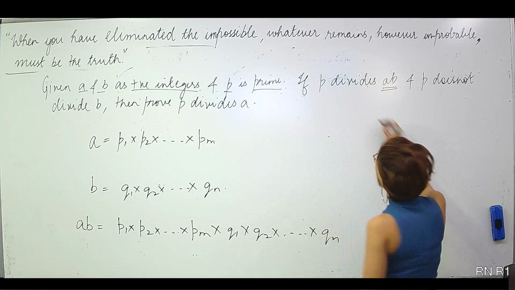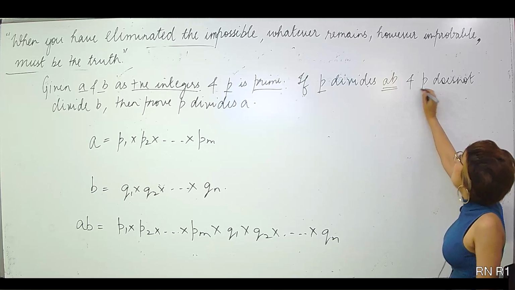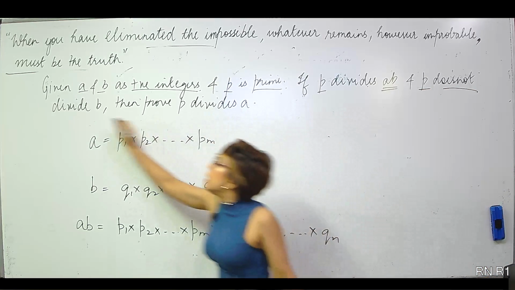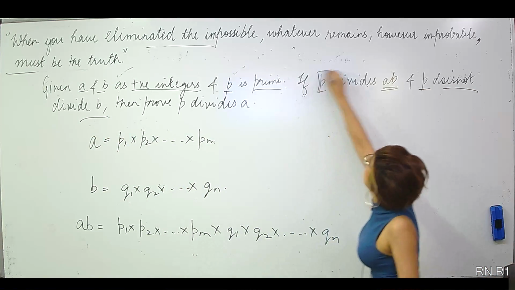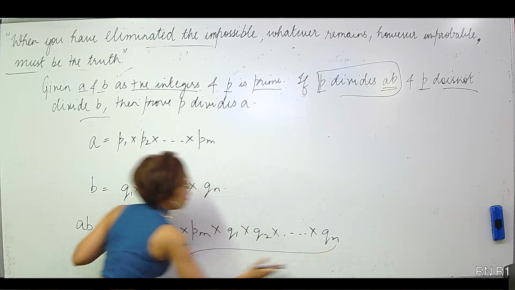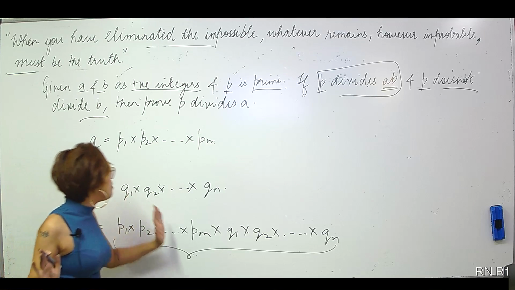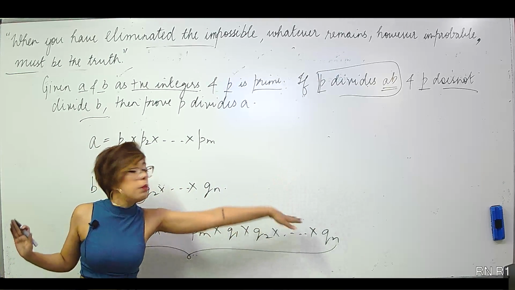Now, he says P divides AB and P does not divide B. First of all, he says P divides AB. That means P must be present somewhere over here. Either it can be P1, or Pm, or Q2 or Q1.